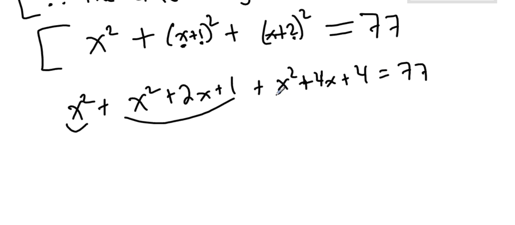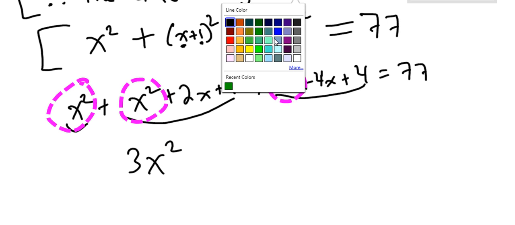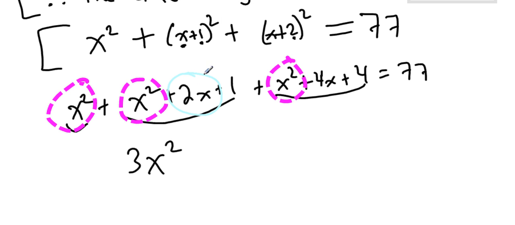So again, you can see that I still kind of have the shape of first, second, and third, but now I'm going to lose the shape, the 1, 2, 3, because I'm going to collect like terms. So I have 3 of these things called x squareds. I have 2x plus 4x, so that gives me plus 6x.